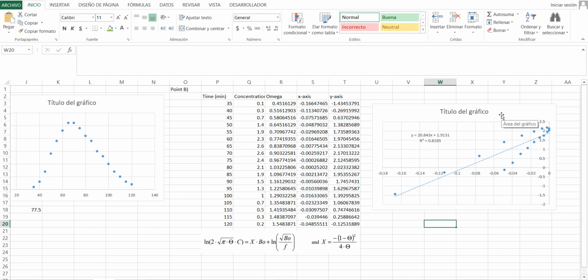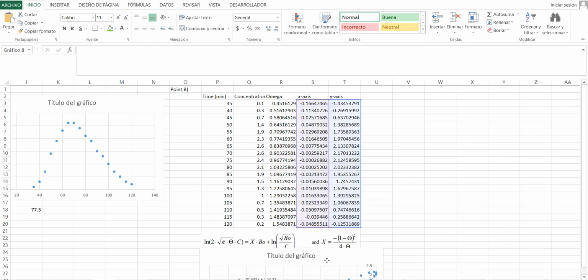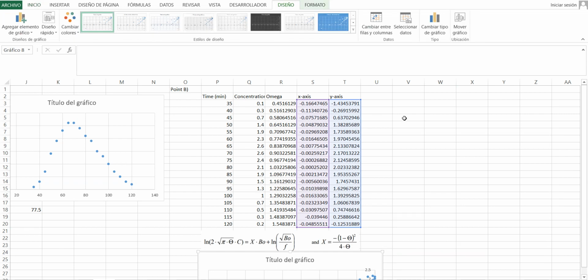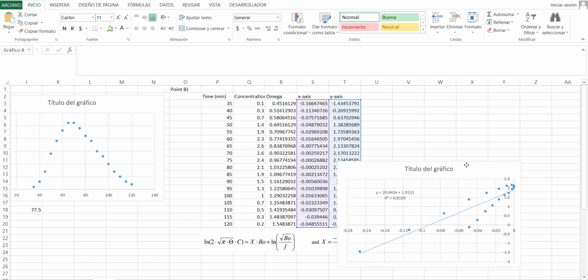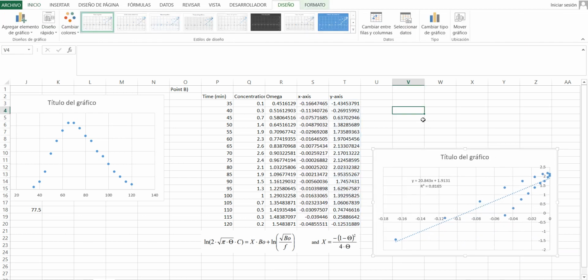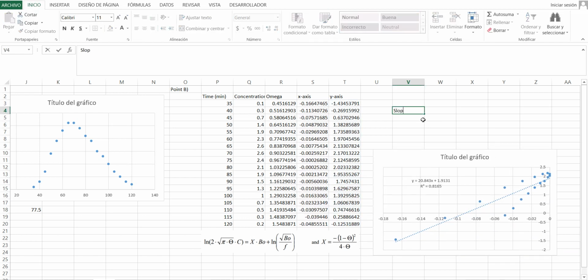But okay, let's extract the data that we need from this graph right here. Let's just copy from here. So the slope we can see from here is 20.843. Okay, that is all we need from this diagram.